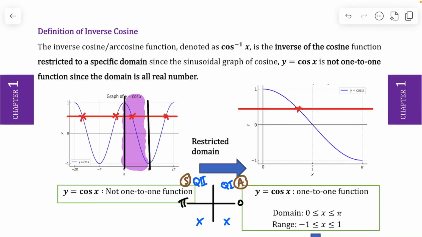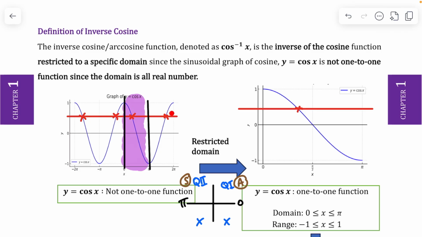Now, let's see the definition of inverse cosine. So this is the notation for inverse cosine, and this is the graph. You can see that this is a sinusoidal graph as well, from minus infinity to infinity for the domain. If you do a horizontal line test, definitely you will fail the test, because you touch more than one point. So what we need to do is restrict the domain.